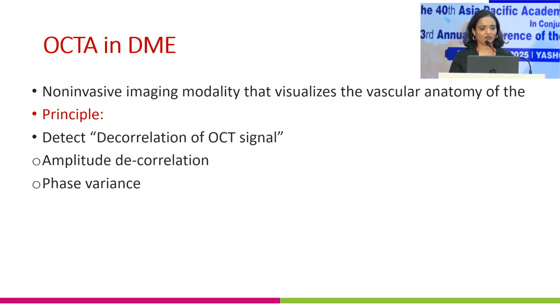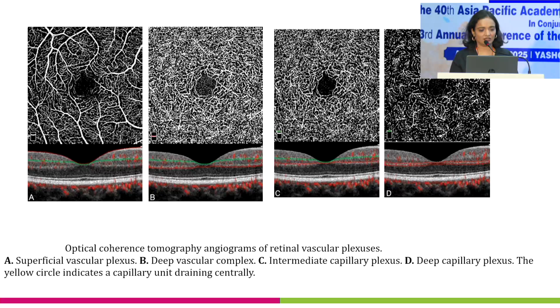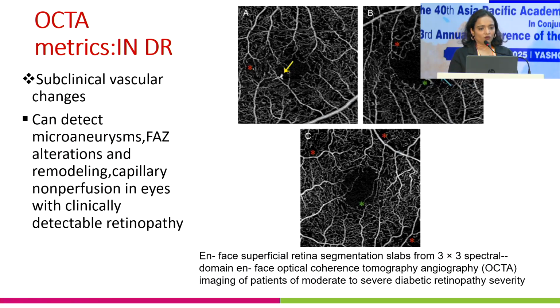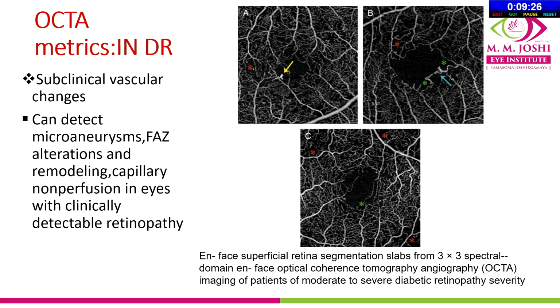So the first is the oldest, that is OCTA. It's a non-invasive modality, detects decorrelation of the OCT signal. We all know about the different vascular plexuses in OCTA. So what OCTA does is not only can it qualitatively tell us about the changes in DME, it can tell us subclinical vascular changes which you may not see clinically or on OCT.